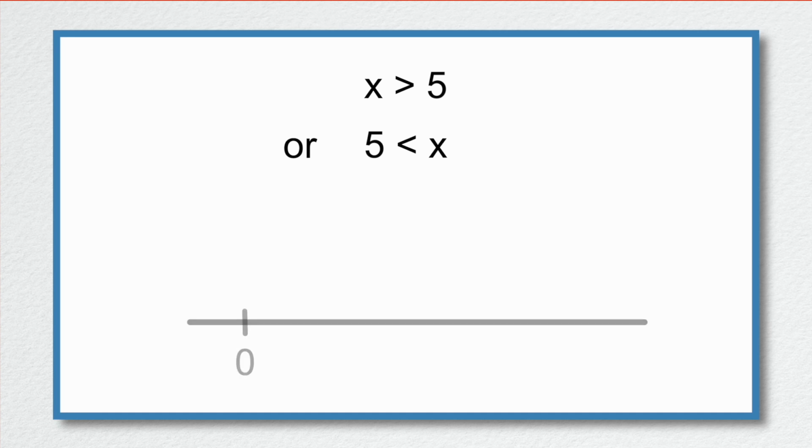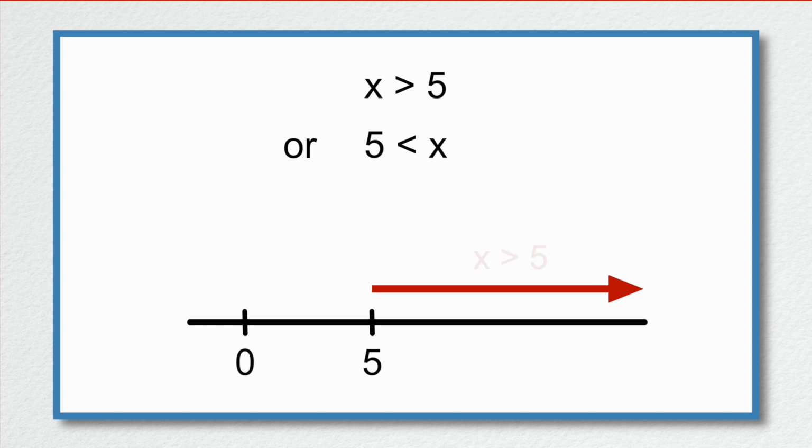And here's how it would look on a number line. So there's 5, and we're interested in the infinite range of values that are greater than 5. And because it is x is greater than 5, 5 is not included in this range of values.